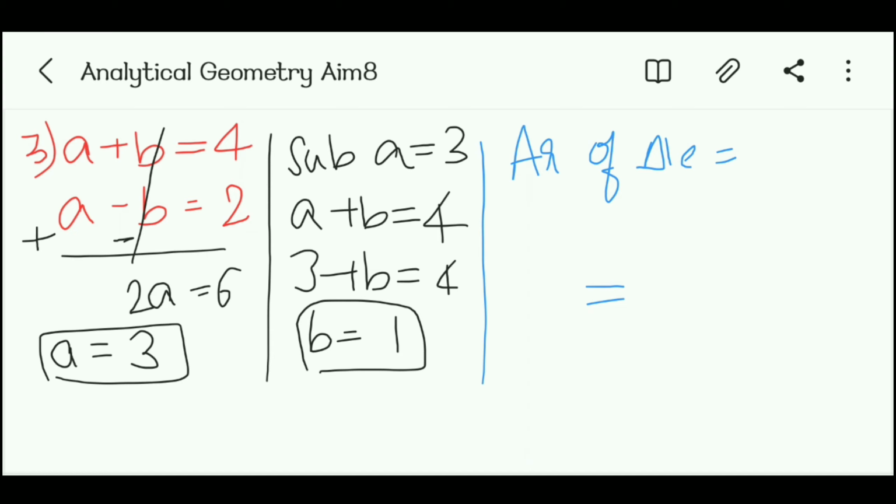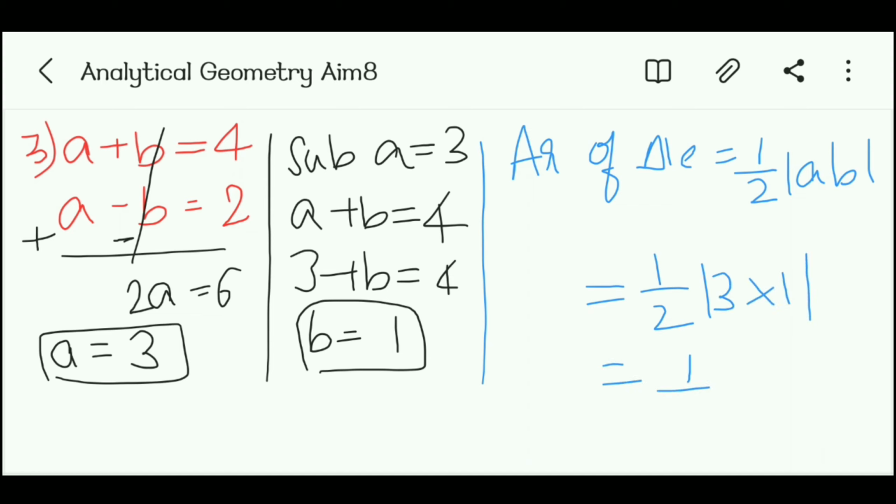So we have another formula for it. As you all remember, this formula is half of AB, in modulus. So half of A is 3, because we got that value, and B is 1, we got that value. Now half of 3 is nothing but 1.5 square units. So I hope you understood. Now we will see the next question.